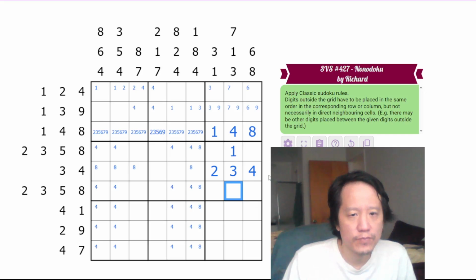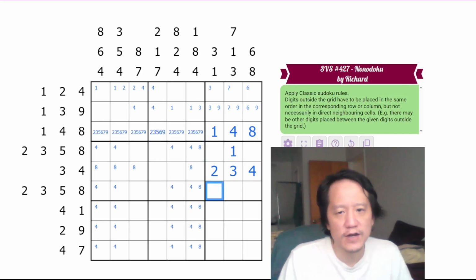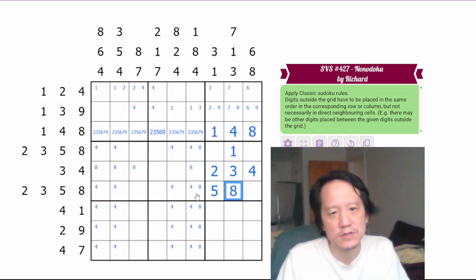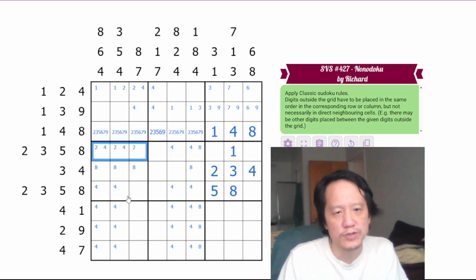Five has to be either here or here. If 5 were here, this would be 8, and that's not allowed. So 5 has to be here, which makes this 8. Therefore, this can't be 8 here. That means 8 has to be at least here, 5, 3. So 2 has to be one of these 3. 8 has to be one of these 3 then. 5 can be one of these three. 3 can be one of those three.